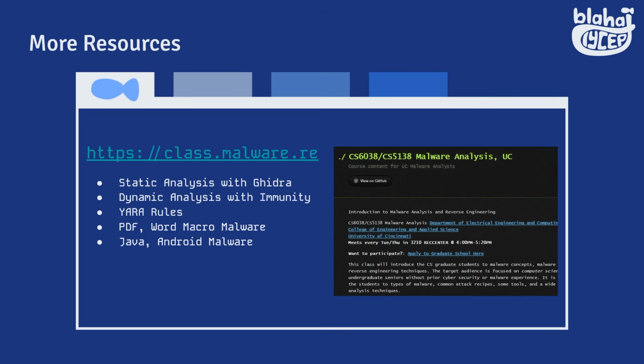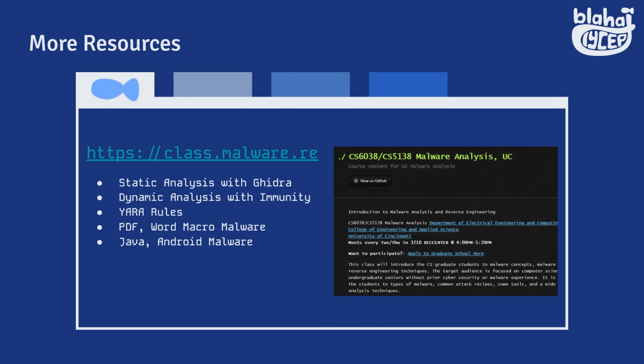There is class.malware.re. I'll send the slides, so don't worry. This is the malware analysis and reverse engineering course from the University of Cincinnati, where they teach students from whatever baseline knowledge they have how to do static analysis with Ghidra and debugging with a debugger called Immunity. It teaches them about YARA rules, which is something we didn't really touch on in this course, but it's similar to how Detect It Easy is able to identify programs so easily. Oh, it's Detect It Easy because it's easy to detect.